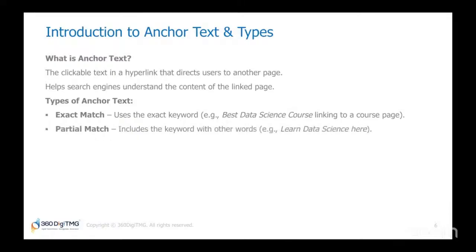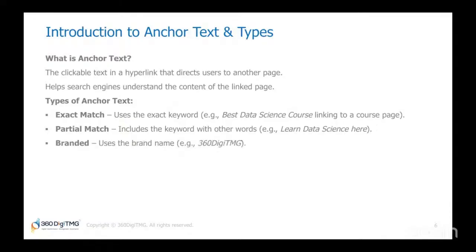And there is one more type, that is partial match. What do you mean by partial match? It includes the keyword with other words. Here, best data science course is an exact match, right, friends? And this is a partial match: learn data science here. This is not an exact match keyword, so this is a partial match keyword. It can include other words.